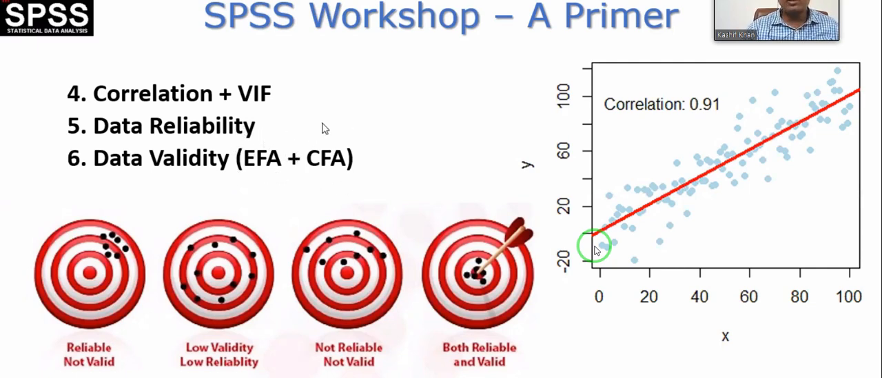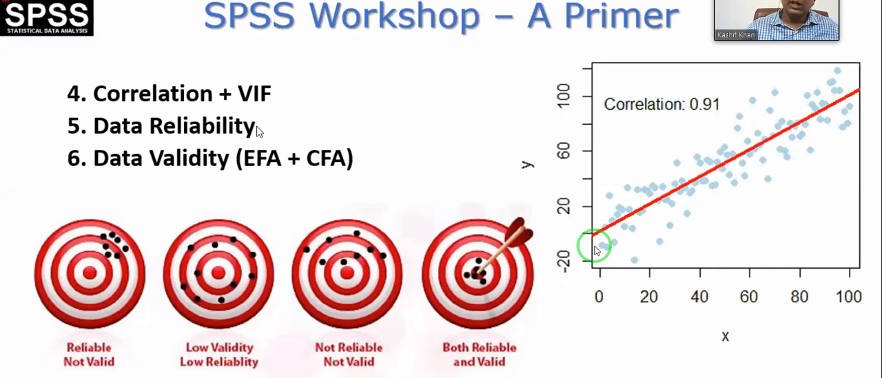Usually we do CFA in Smart PLS and even in AMOS. What we run is CFA, right? So remember the measurement model. Measurement model is actually CFA, confirmatory factor analysis. Outer loading, you call it outer loading, also called factor loading, right? So factor loading and CFA are the same thing. There is no difference.